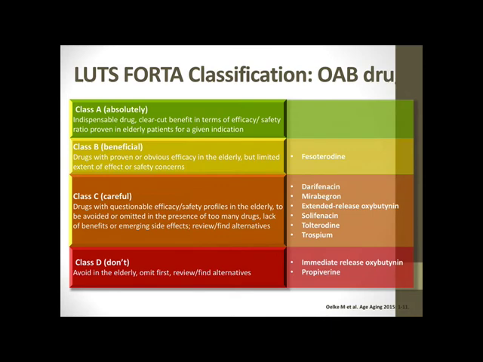The LUTS FORTA trial was a group of experts that came together to look at which drugs might fit into each one of these categories. So fesoterodine is the only one that made it into the Class B level, and that's because there were recently some trials done in a frail elderly population with fesoterodine. Catherine Dubois did a study looking specifically at frail elderly patients because there's so little research done in this population, looking at the fact that it does work, and that it didn't seem to cause any worsening cognitive problems in that population.